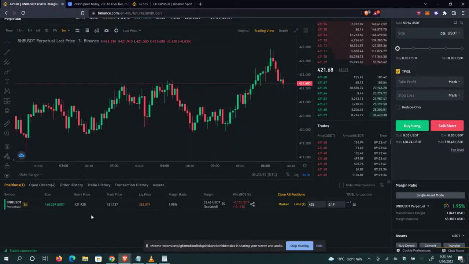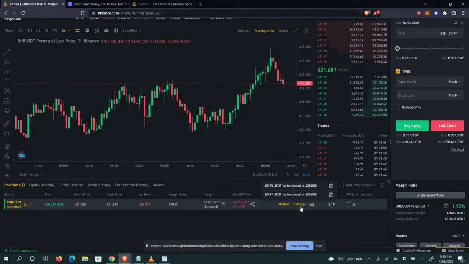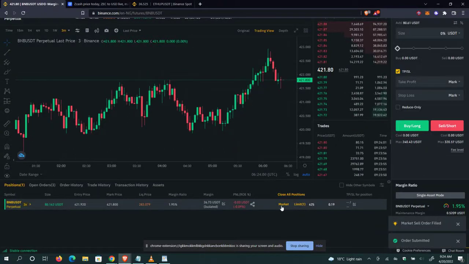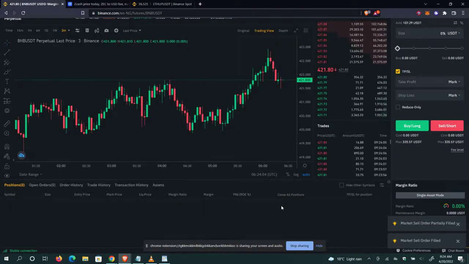But since I did not do a technical analysis for this, I'm just willing to take a loss here. Because I've set take profit one and take profit two, all I need to do is hit market and it's going to take me out of the market. So I hit market, automatically it has sold. So I got out of the market now.